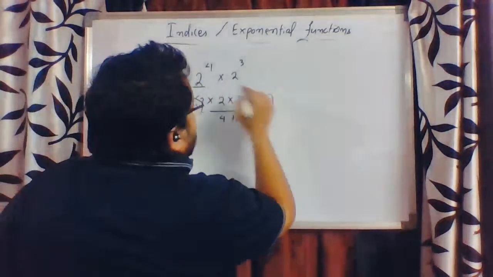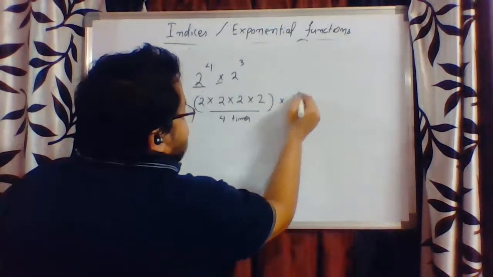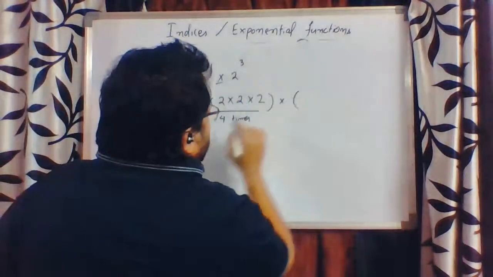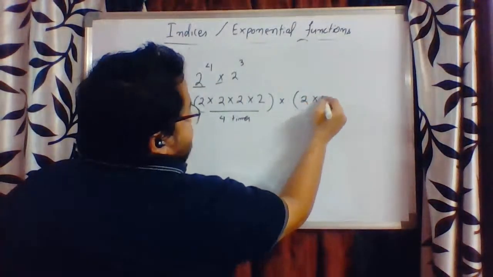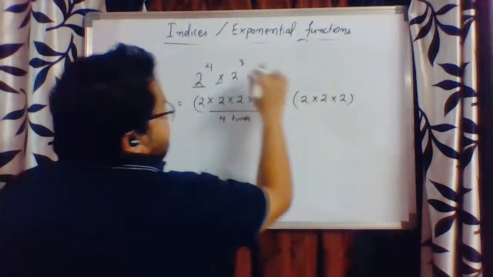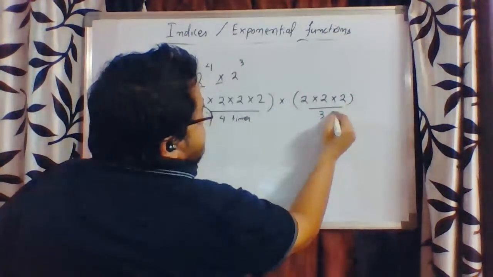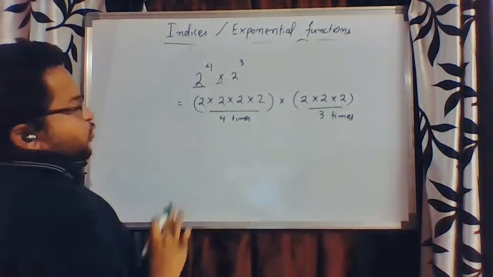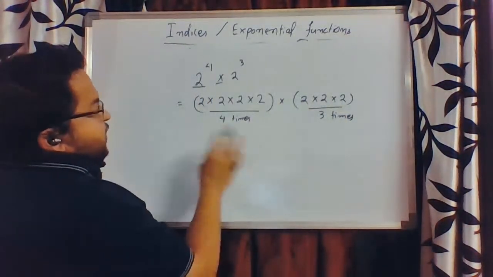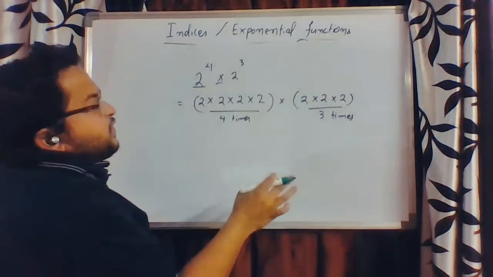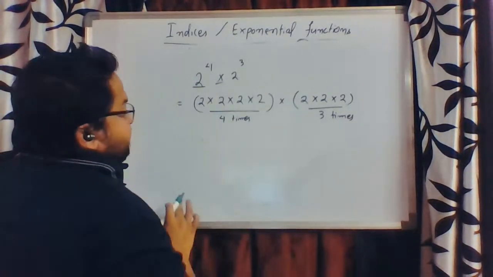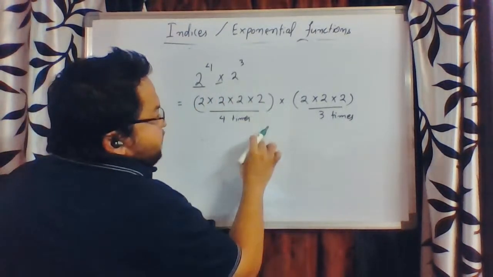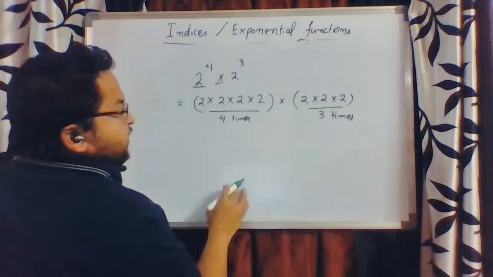Now I would retain the multiplication sign, and then I have 2 to the power 3. Again, I would multiply the base with itself 3 times. Now we know that in mathematics our multiplication is associative and commutative, right? So that is why I have 1, 2, 3, 4 twos multiplied, and then 3 more twos multiplied with them.